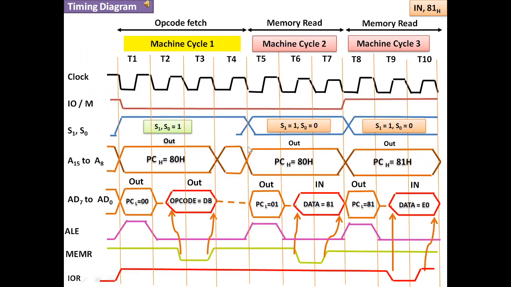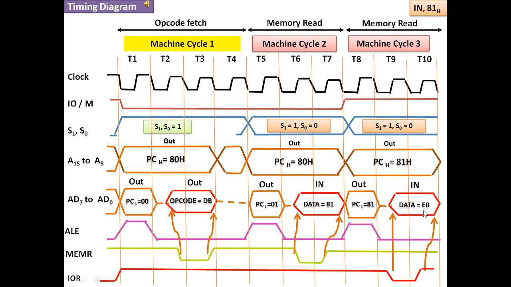Now let's again see the timing diagram. It is exactly similar to the OUT instruction, the only difference being the last machine cycle, where it is a memory read, because the information from the outside world, in our example E0, which is available in the input port, is now going to get inside the microprocessor. So whenever anything is going inside the microprocessor, it is a read, and anything going out of the microprocessor is a write.